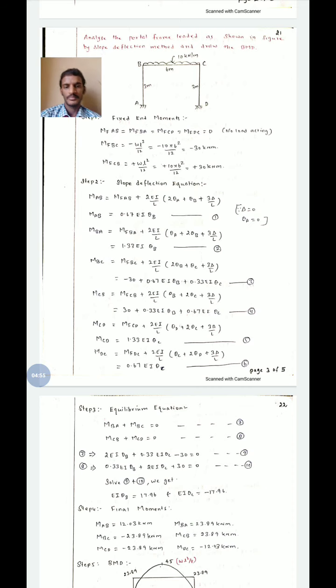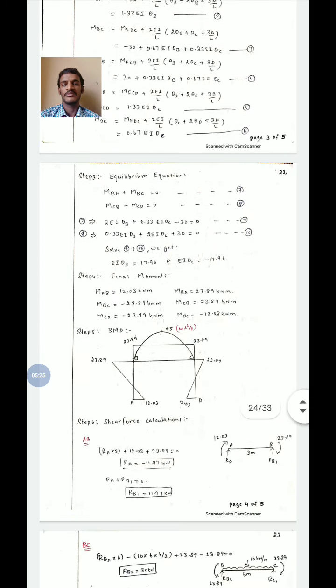Substituting the above 6 slope deflection equations in the 7th and 8th equations, we will get the 9th and 10th equations. Solving the 9th and 10th equations, we will get the unknown EI theta B and EI theta C values. EI theta B we will get 17.96 and EI theta C as minus 17.96. Substituting both the values in the 6 slope deflection equations, we will get the final moments values.